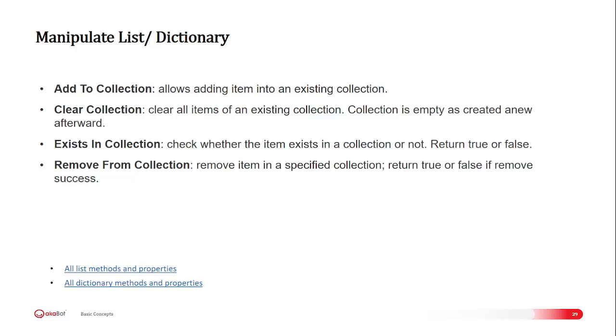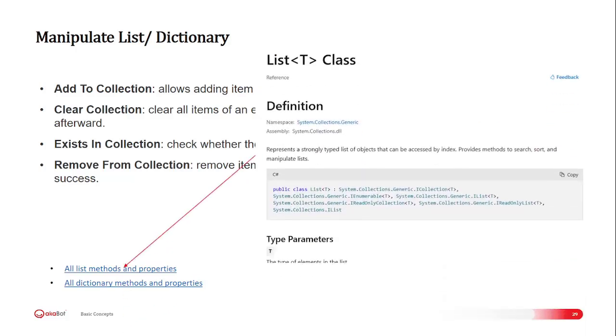And we also have the ability to check if an item exists in collections. These operations check whether a specific item or key exists and return true if it does and false if it doesn't. It is great for validations before performing further actions. Finally, you can remove from collections. These operations allow you to remove a specific item from collections, returning true if the item was successfully removed or false if the item wasn't found. And here is all the reference to list and dictionary manipulations.